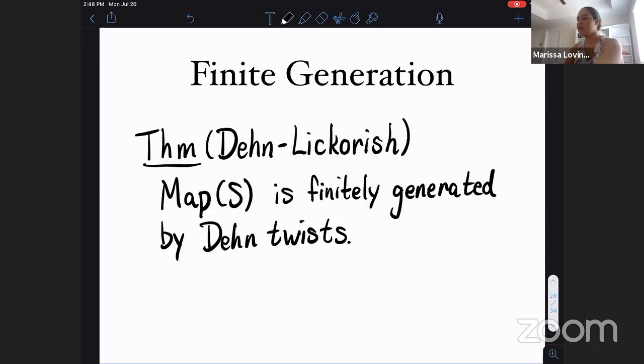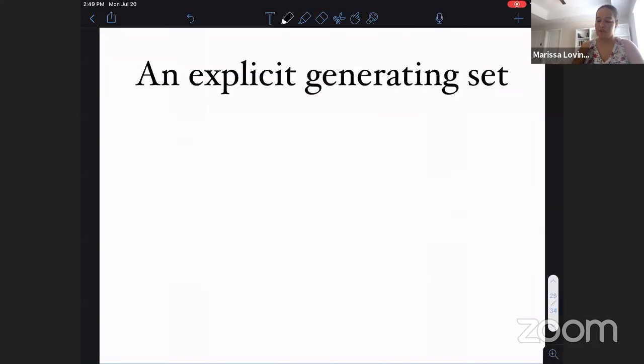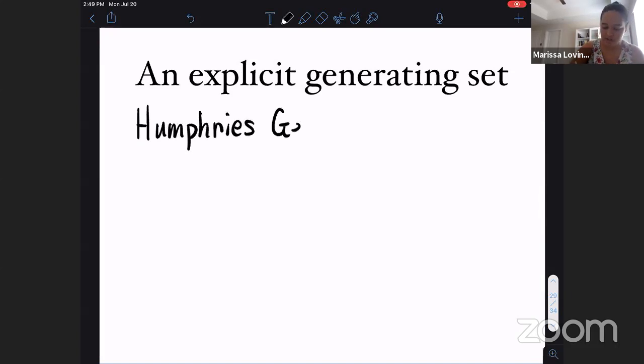Okay, and there are some really nice generating sets. You can write down very nice, very explicit generating sets. There are multiple generating sets for the mapping class group. I'm just going to write down my favorite, right? And my favorite set of generators is called the Humphries generating set.